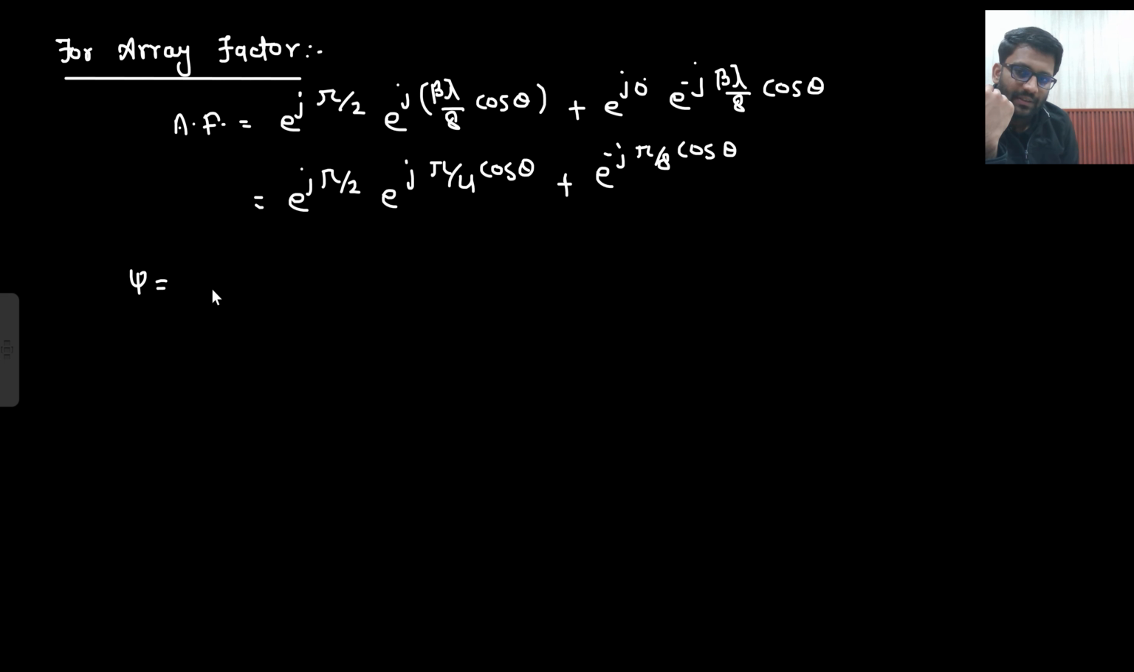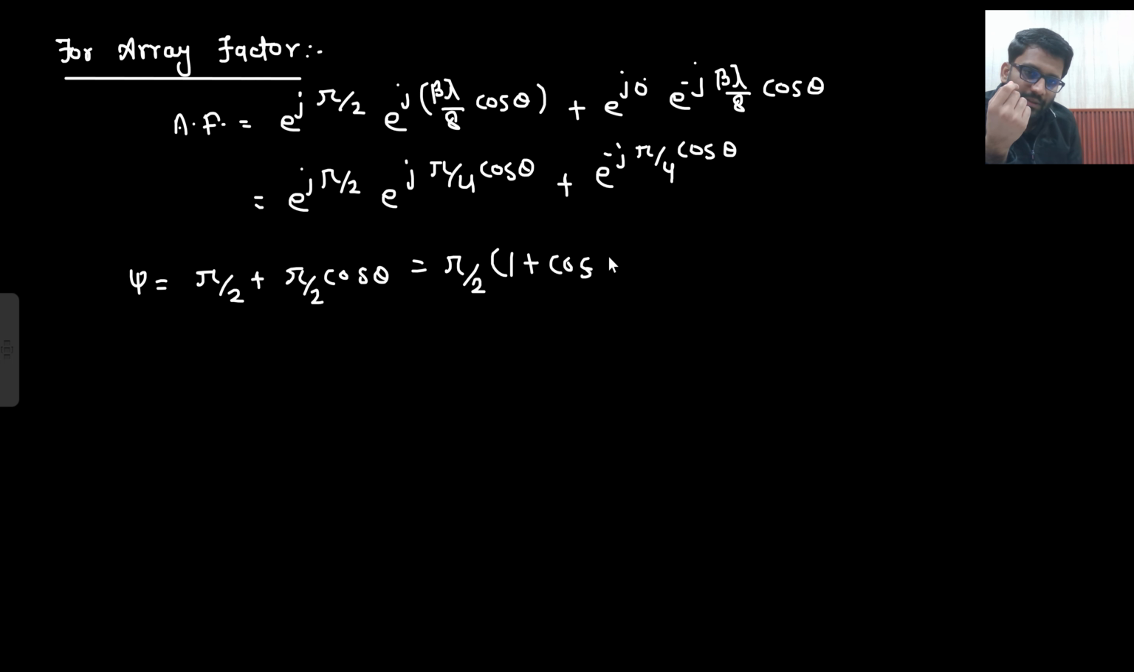Phase difference. From here to here you can write, or from the opposite as well. I am writing from positive to negative. So pi by 2 plus pi by 4 cos theta, this is also pi by 4 only, no? So if you calculate the phase difference, you get pi by 2 plus pi by 4 cos theta minus of minus pi by 4 cos theta. So what you will get? This is what you are getting. Or you can write it in this manner, pi by 2 into 1 plus cos theta.